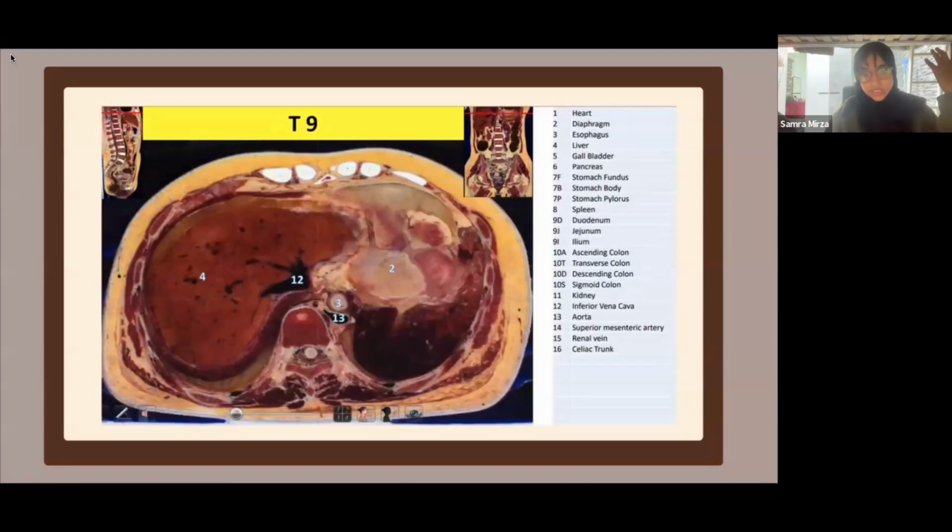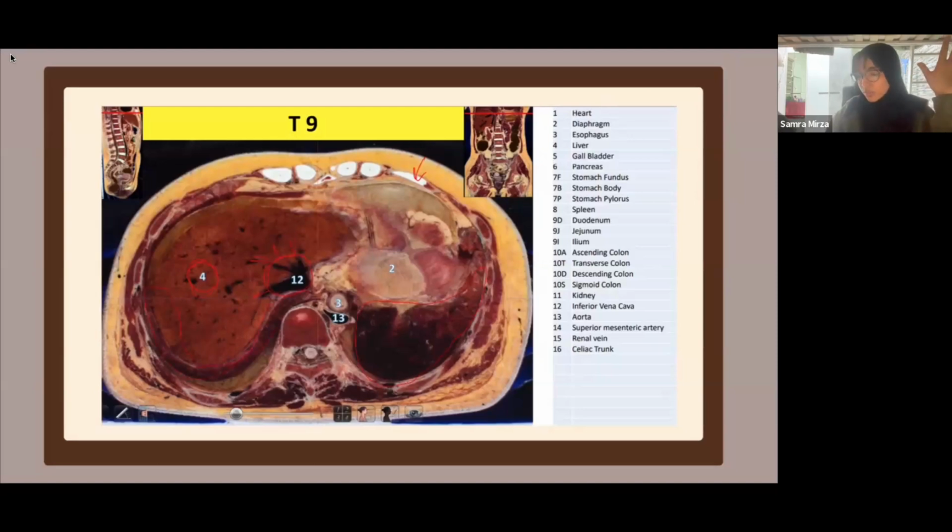Next, we're going to go to T9. We're moving down a level, and you can see now that we don't have the heart on this side. We've moved on, and we have the liver. Starting from left to right, we have the liver here. We have the inferior vena cava within the liver. We can see a bunch of branches here where the blood is draining into. On this side, we still have our lungs. Don't be mistaken for anything else. This is still the lungs.